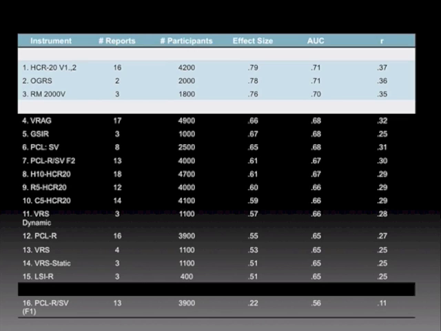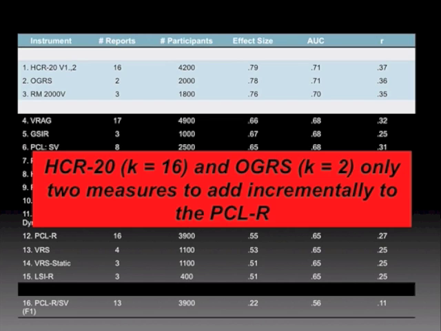Probably the most important thing from this study is that over a series of different analyses, it was only the HCR-20 and one other instrument, which is actually used in the UK, the Offender Group Reconviction Scale, that added incrementally to the PCL. So this was, again, meta-analytic evidence that there's some further benefit to using the HCR-20 above and beyond the psychopathy checklist.